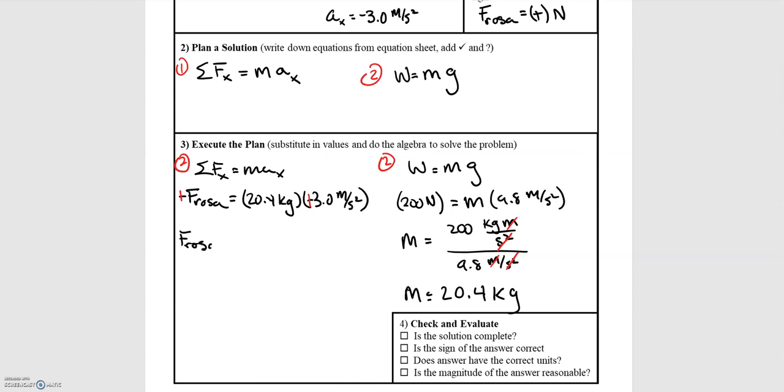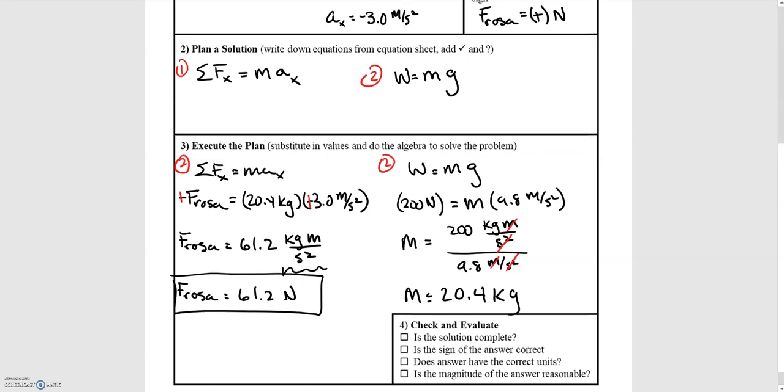F Rosa is equal to 61.2 kilograms meters per second squared. But if you recall, that's just equal to a newton. So we're left with F Rosa is equal to 61.2 newtons. And so whenever you're asked for the size of a force or how large a force is, you're always going to get a positive value. And the reason why is because they're asking for the magnitude of the force in both of those cases. The magnitude is always going to be positive.